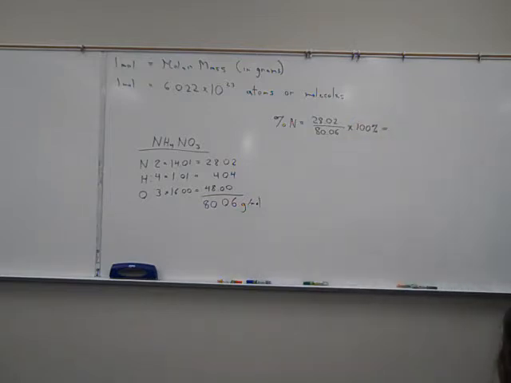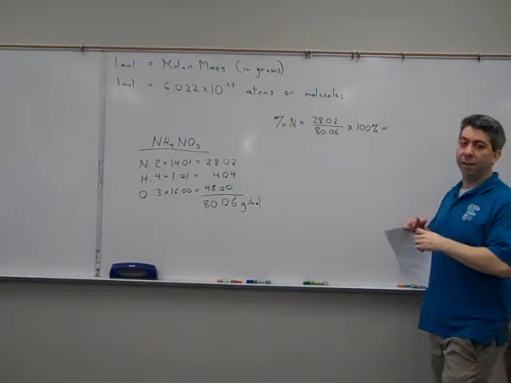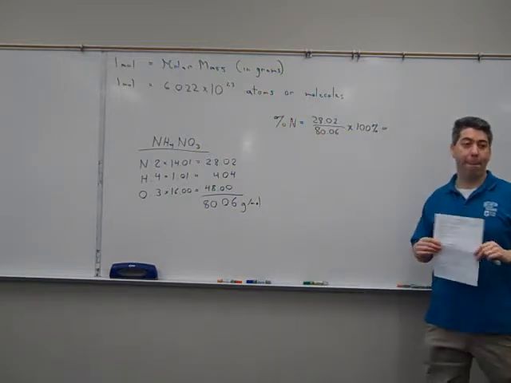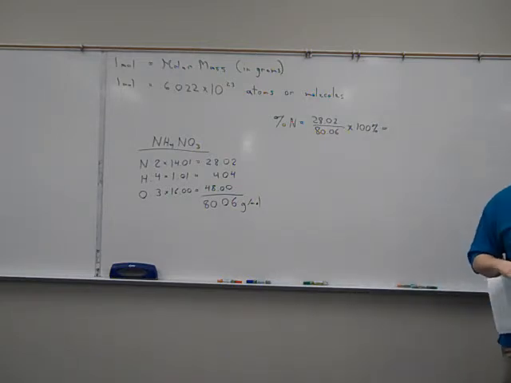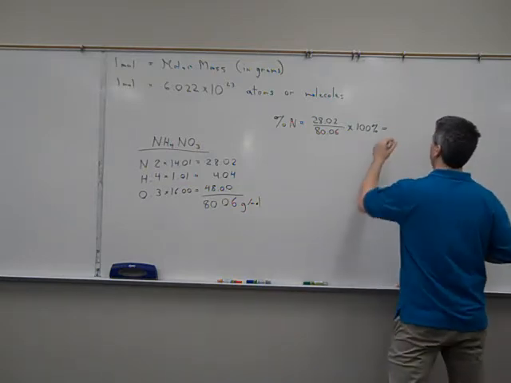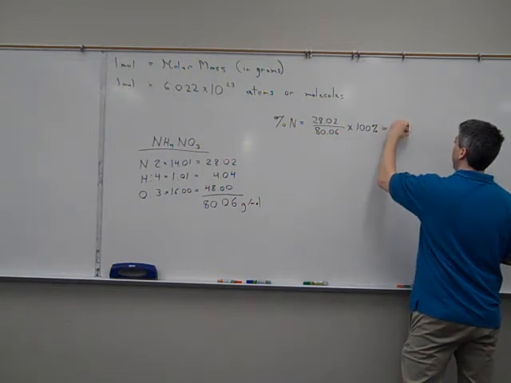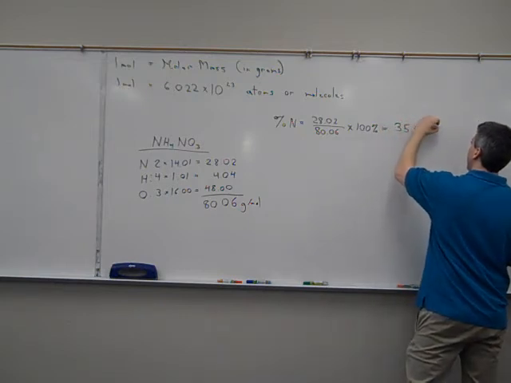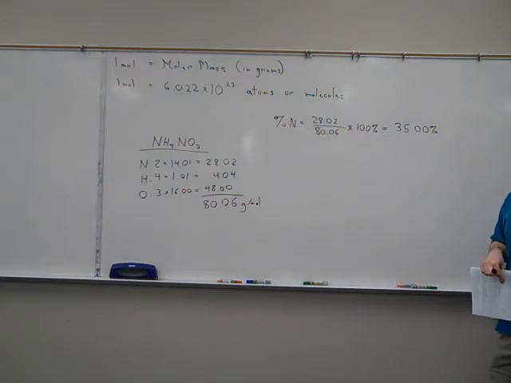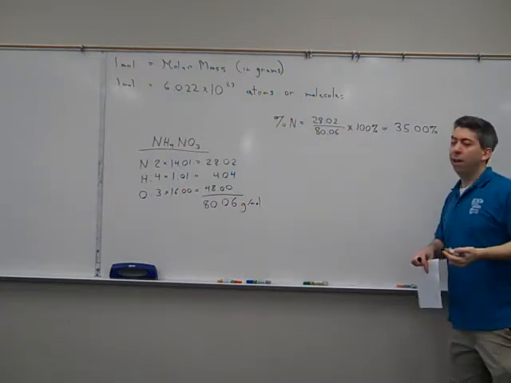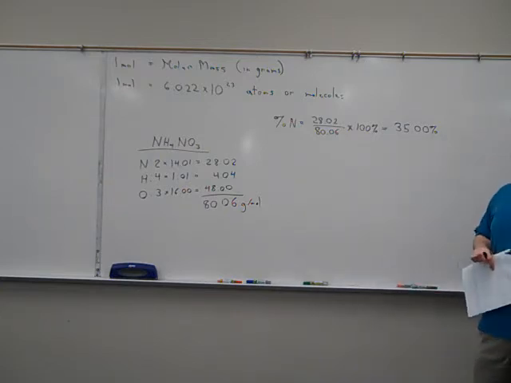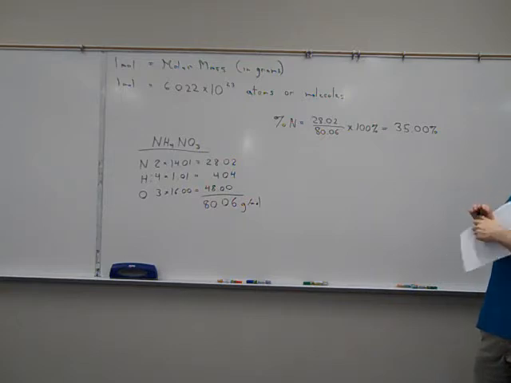Excuse me. And if I do that, what do I get? Bless you. Thank you. 35.00%. You got it already? Yeah. What is it? 35.00%. Okay. Alright. So go ahead and do the same thing with hydrogen and oxygen. Tell me what you get.